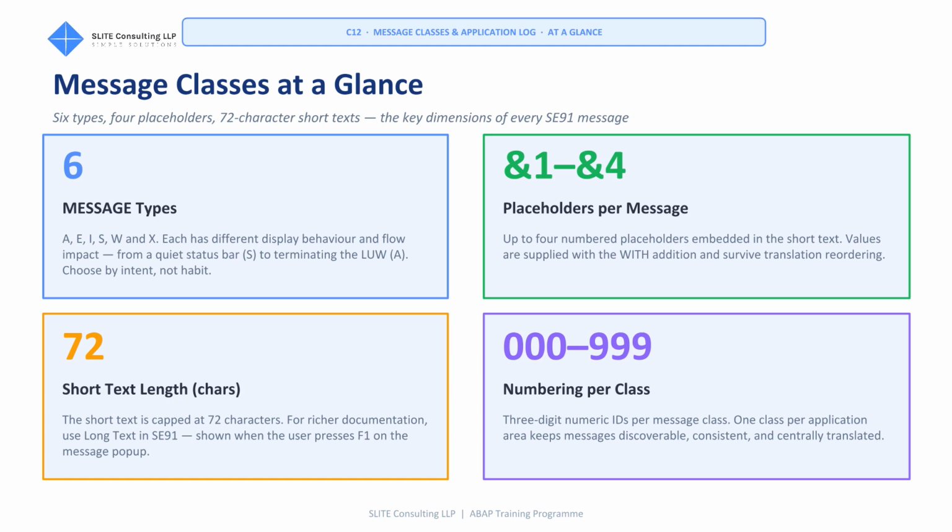999 is the maximum message number per class. 3-digit numeric IDs from 000 to 999. Group related messages by application area so the class itself documents the business domain.